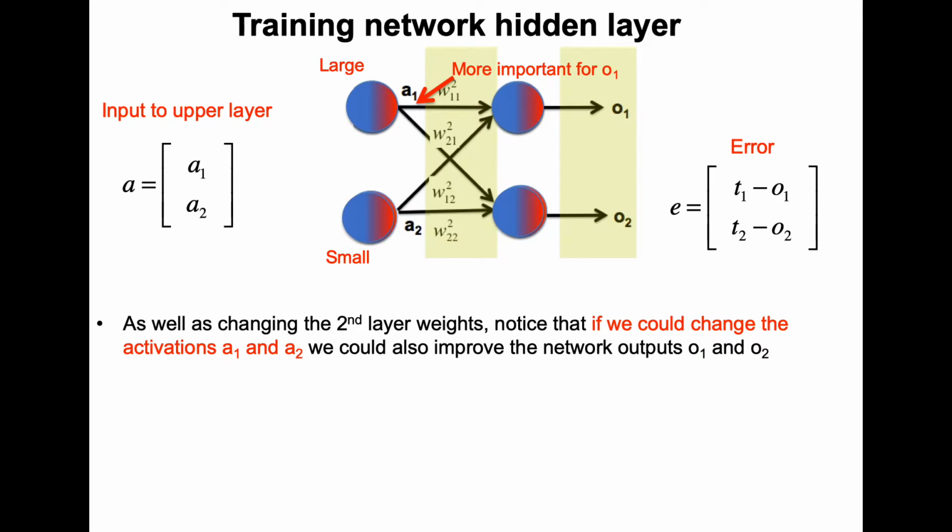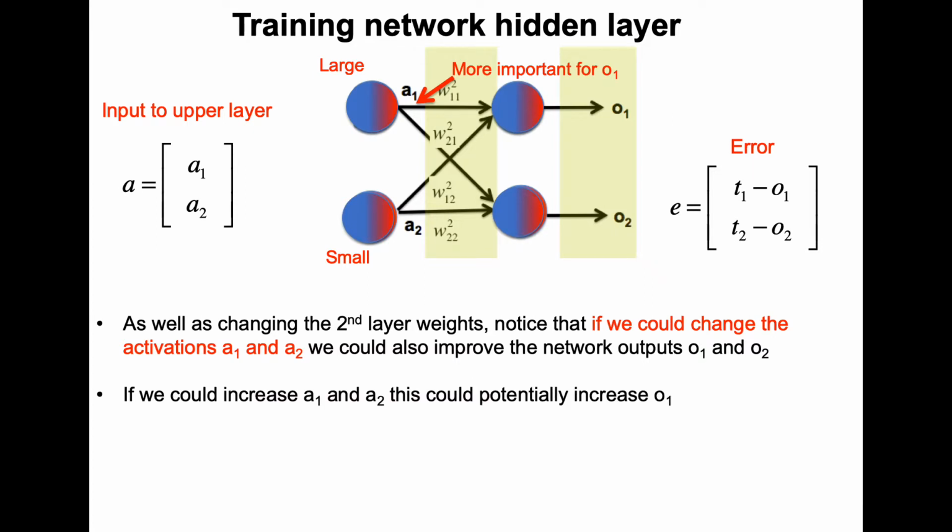Now, we've talked about how we can change the weights in the output layer. But now we have to worry about how we can change the weights in the layer below. The first thing we notice is something else which affects O1 and O2 in this network, apart from the weights. We want to change the weights as much as we can, but we also need to change the activations if we can. So if we can change A1 and A2, that will also improve the output.